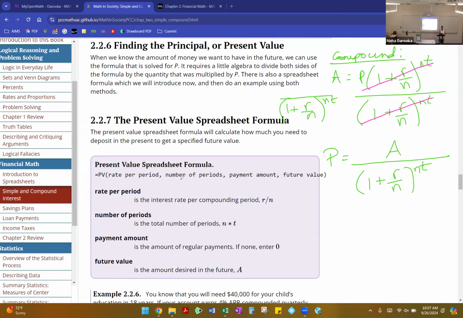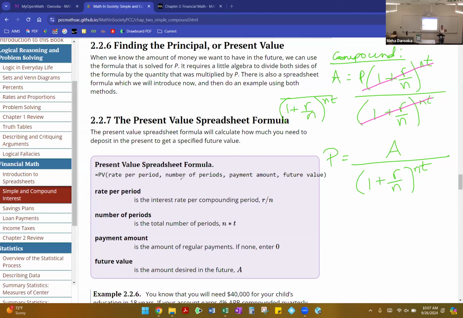And then, of course, you can see the built-in function is called PV, present value, right? A lot of those arguments look the same: the rate per period, the number of periods, the payment amount, and future value. In this case, you're entering how much money you want at the end of your time.